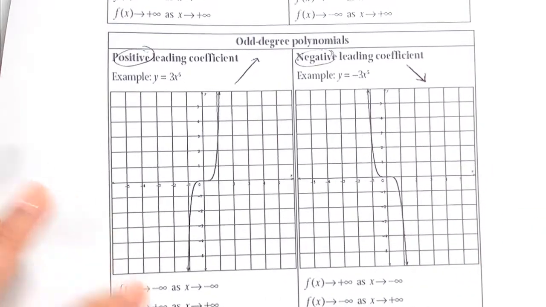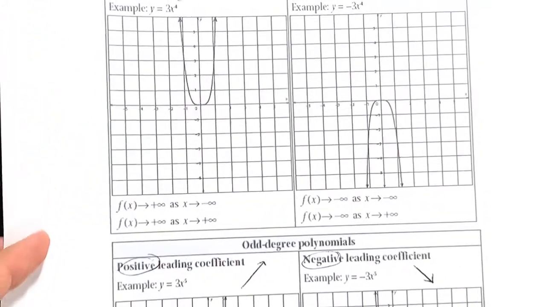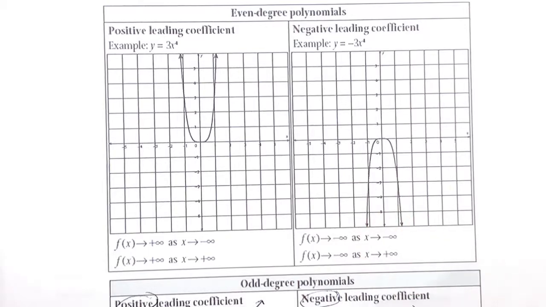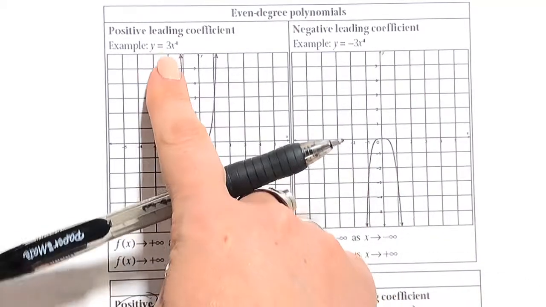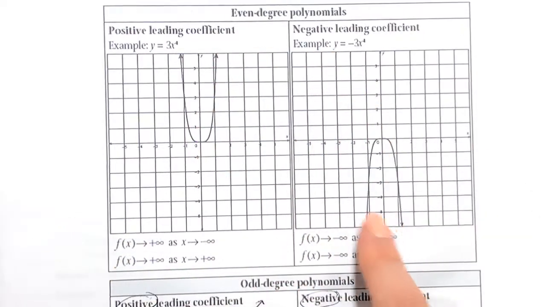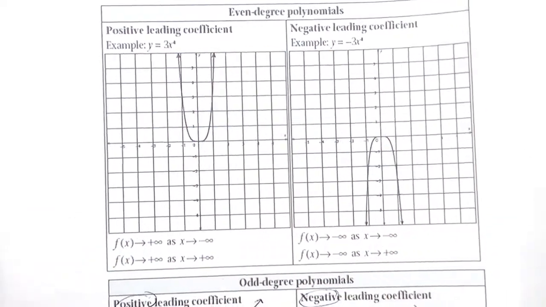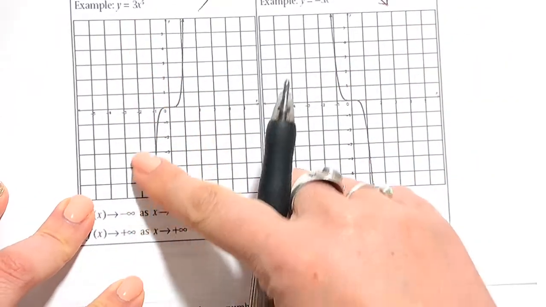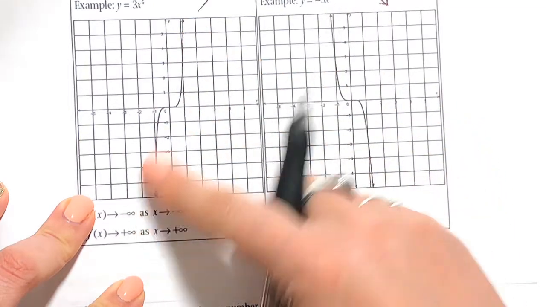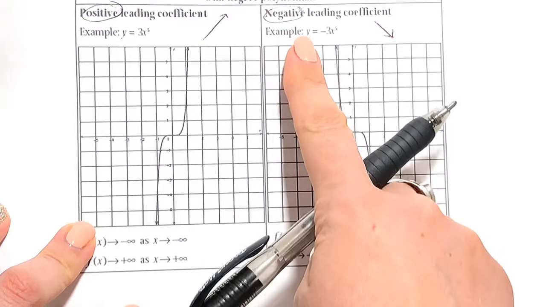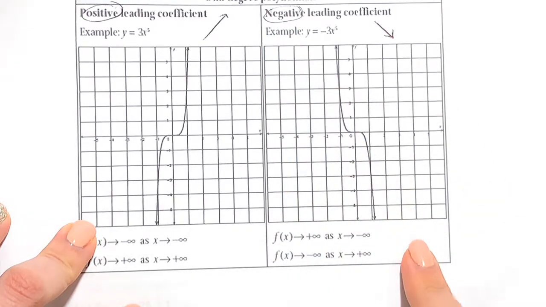Let's recap it again really quick. If you have an even degree, you're either going to be going up, up, or down, down. You tell that by the coefficient: if it's positive, you go up, up. If it's negative, you're going to go down, down on both ends. And then if it's an odd degree with a positive coefficient, you're going to be going up from left to right, so down and then up. If you have a negative coefficient, you're going to be going down in the negative direction for your slope.